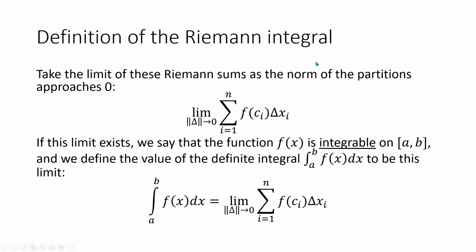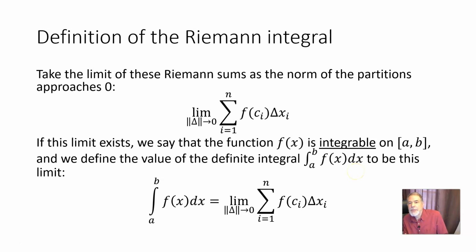Then we take the limit of these Riemann sums as the norm of the partitions approaches 0. If this limit exists, we say that the function f of x is integrable on the interval from a to b, and we define the value of that definite integral, the integral from a to b of f of x dx, to be whatever this limit is.